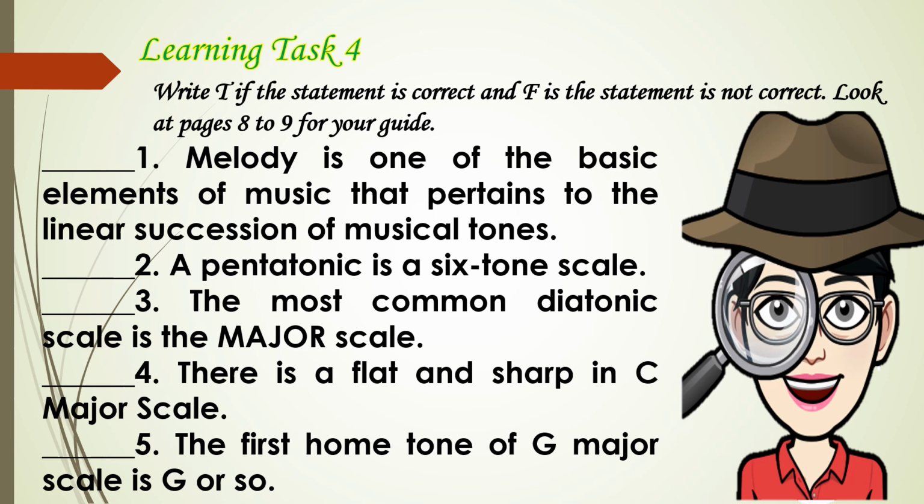Learning task number 4. You can get your notebook, children, and let's see how many correct answers you can get. Write T if the statement is correct and F if the statement is not correct. Look at page 8 and 9 for your guide. Number 1. Melody is one of the basic elements of music that pertains to the linear succession of musical tones. And the answer is T.